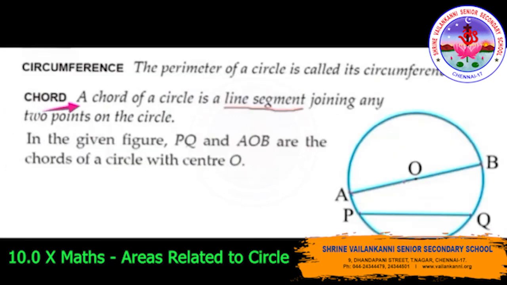Third, we define a chord of a circle. A chord of a circle is a line segment joining any 2 points on the circle. In the given figure, PQ and AB are called chords of the circle, as these line segments join 2 points on the circle.